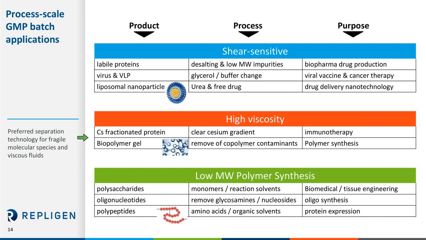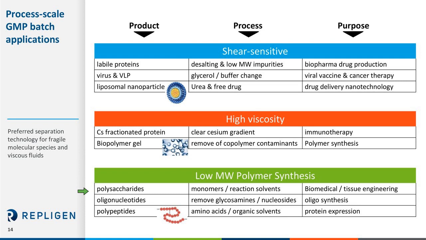Another area that's specifically useful for dynamic dialysis is when you have a high viscosity sample. Either it's a high viscosity fluid or more like a gel. So is cesium fractionated protein, where you're trying to separate protein in a cesium gradient, you may need to remove that cesium. And this is often done for immunotherapy proteins. You also may be wanting to purify a biopolymer gel that's extremely viscous and remove some of the undesirable copolymers, or you may want to remove some of the reagents that were used in that polymer synthesis.